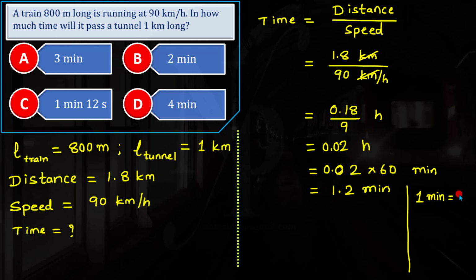1 minute is equal to 60 seconds. Dividing both sides by 10, I get 0.1 minute is equal to 6 seconds. So to get 0.2 minutes, I multiply 2 on both sides. So I get 0.2 minutes is equal to 12 seconds. I can write 1.2 minutes as 1 minute and 12 seconds, which is found in answer option C. So answer option C is the correct answer for this question.